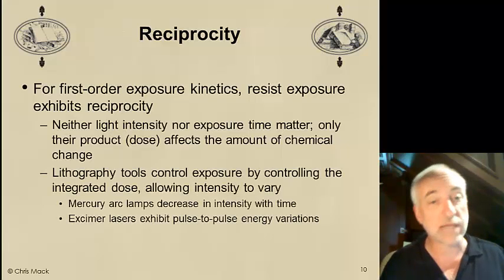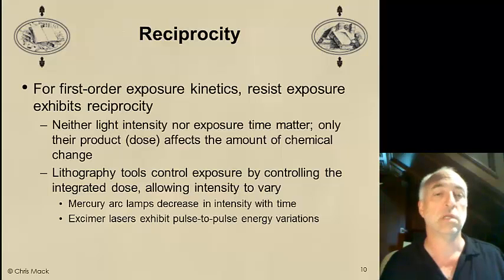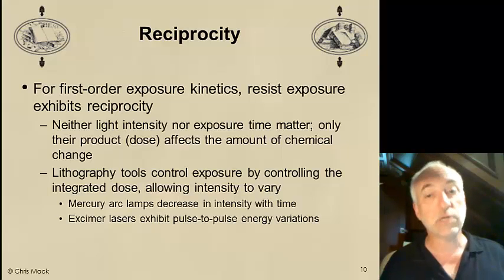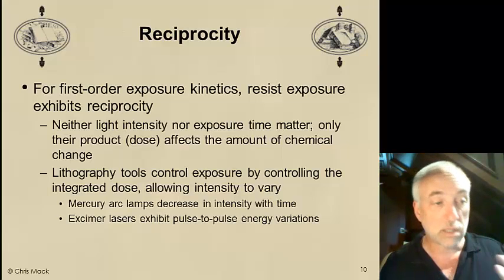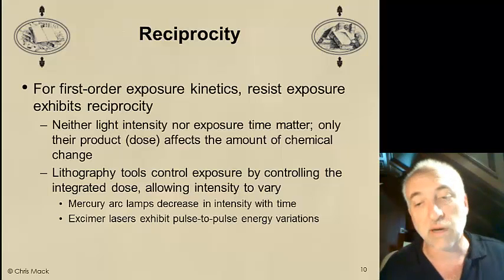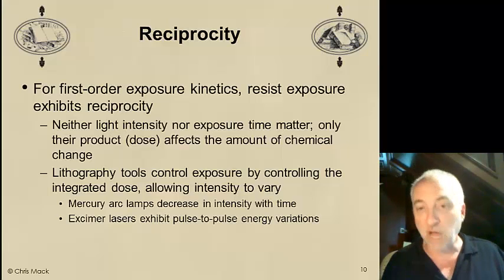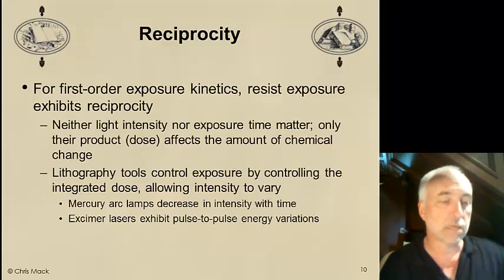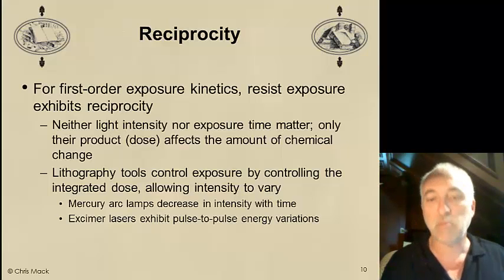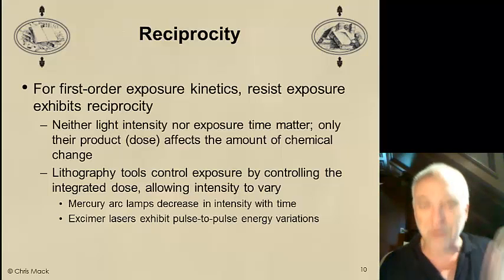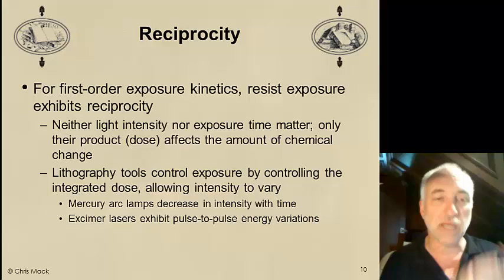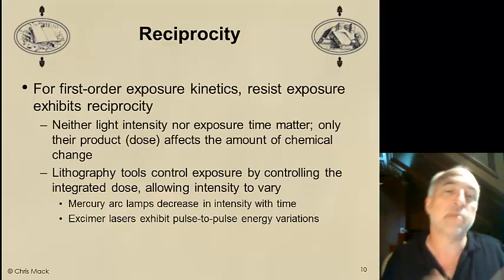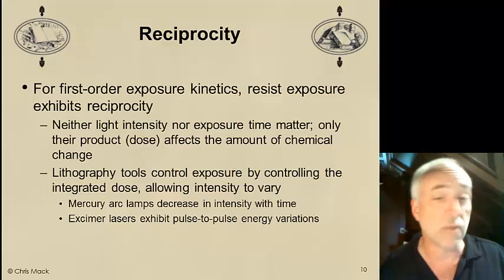And this is important in lithography because it affects how we control the exposure process. Mercury arc lamps, for example, decrease in intensity with time. The quartz tube that the arc lamp is contained within vitrifies and becomes less transparent. Also, the metal electrodes between which the arc passes begin to sublimate and coat the inside of the mercury arc lamp, and as a result the intensity decreases with time as the lamp ages.